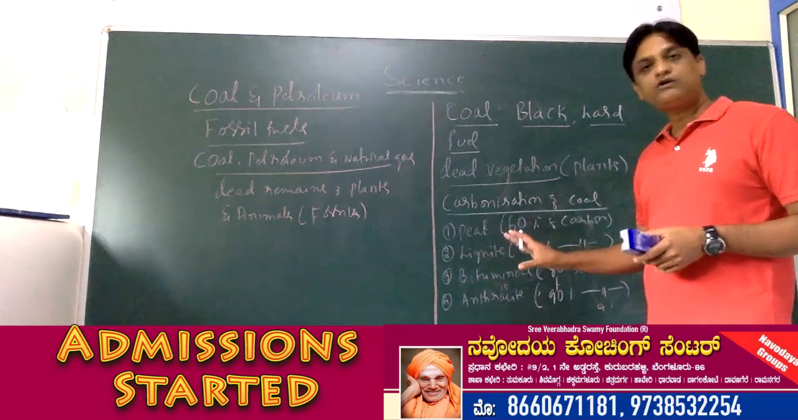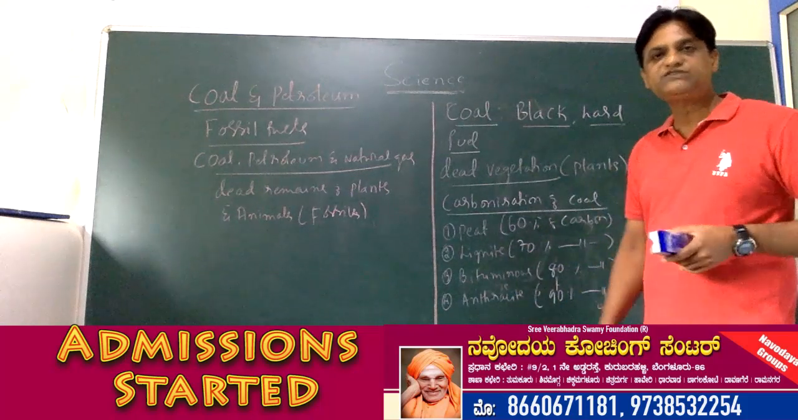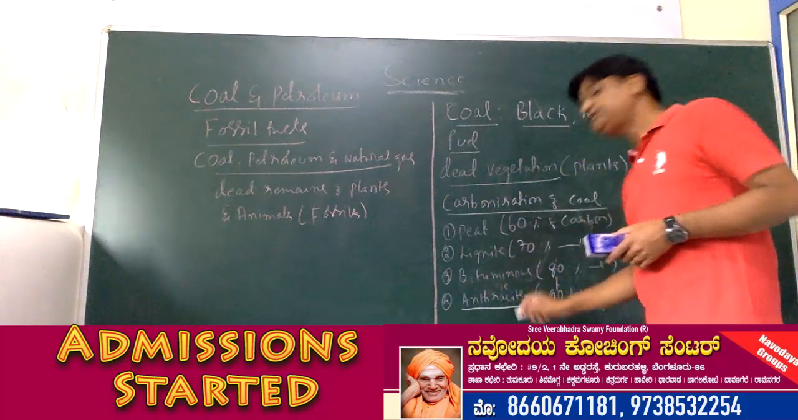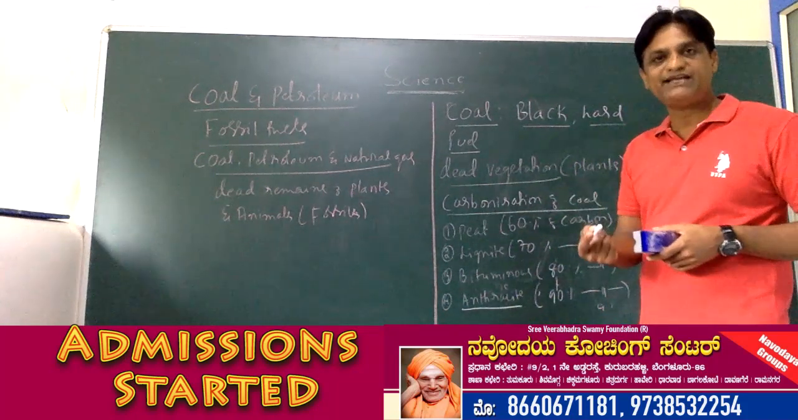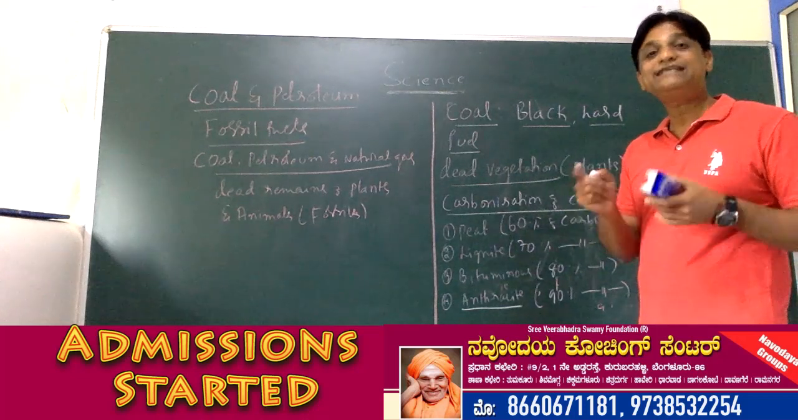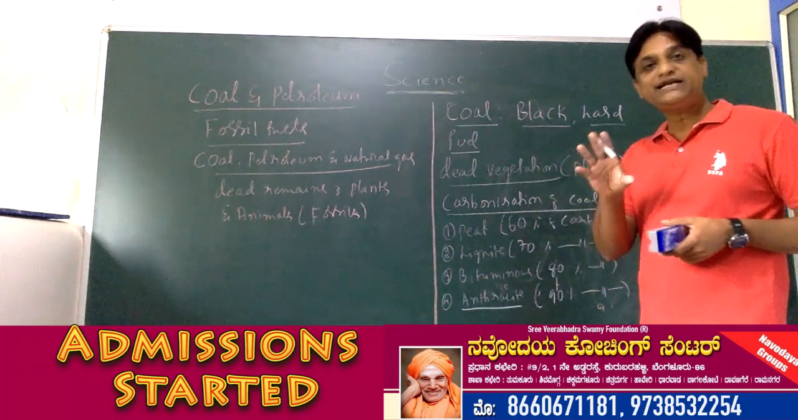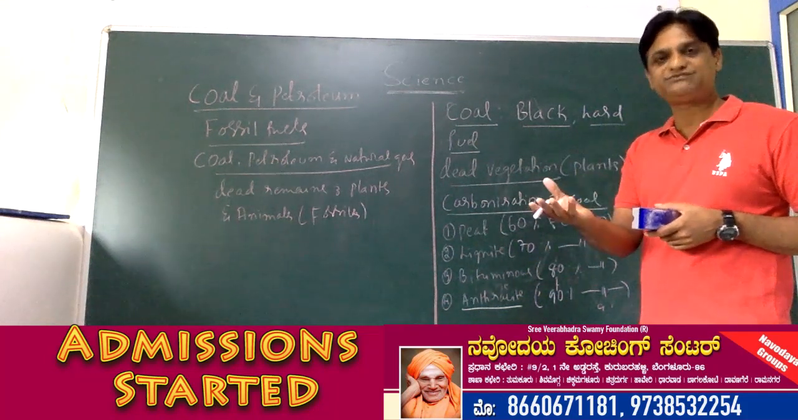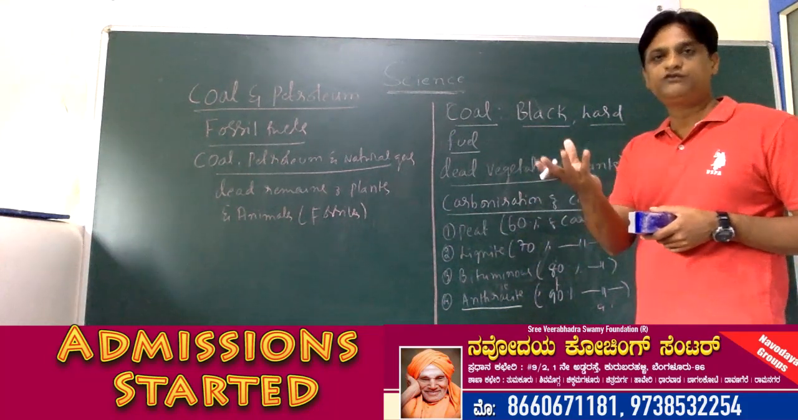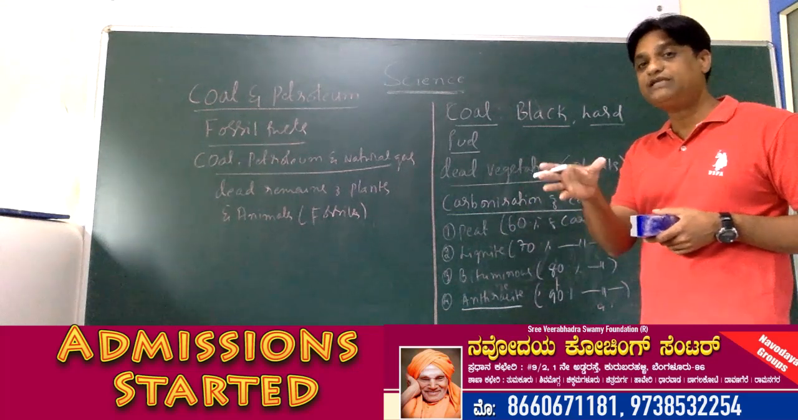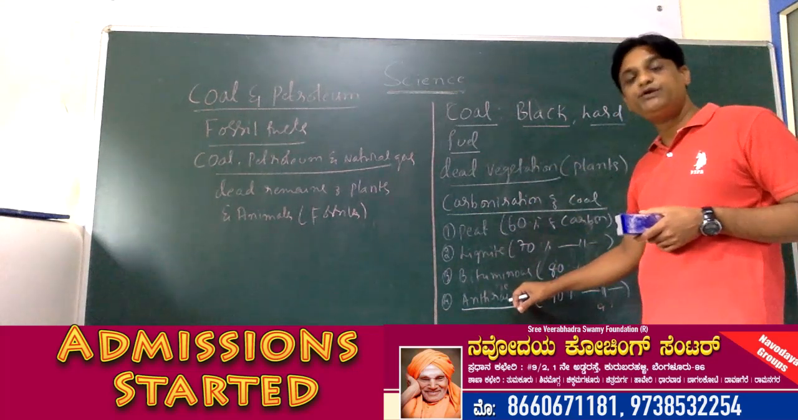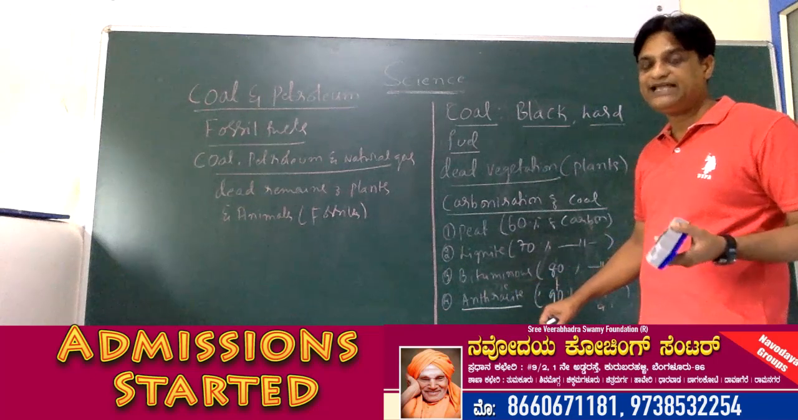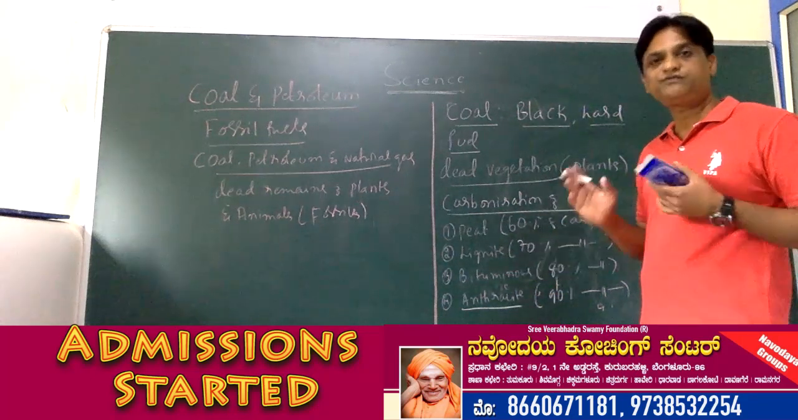So among the four types of coal, which is the purest form of coal? The purest form of coal is anthracite, which contains fewer impurities. So when anthracite is burnt, it does not produce much ash. It burns with a blue flame and does not produce much ash. By that we can say impurities present in anthracite are less and it is the pure form of coal.